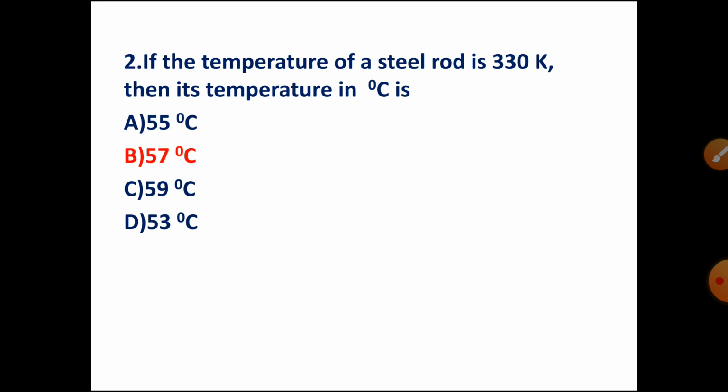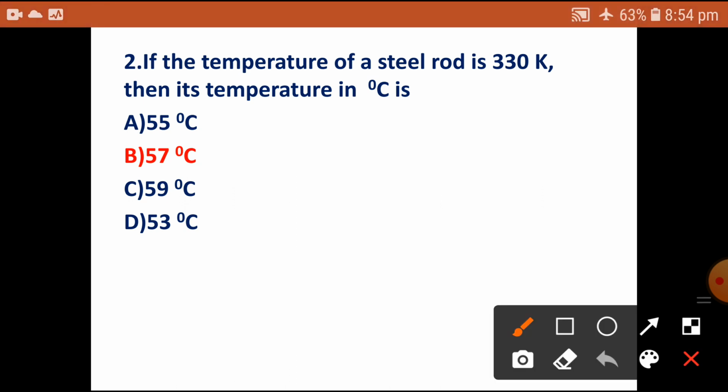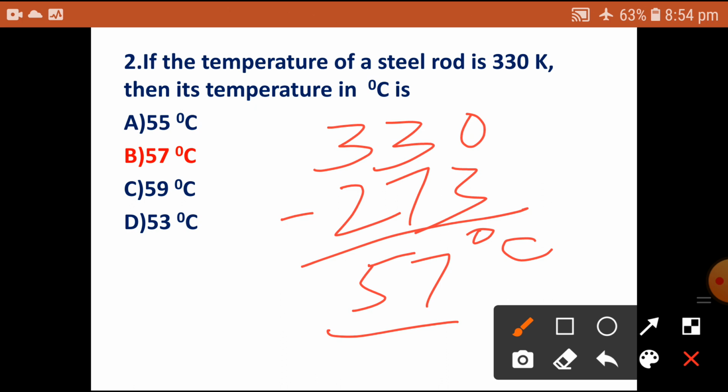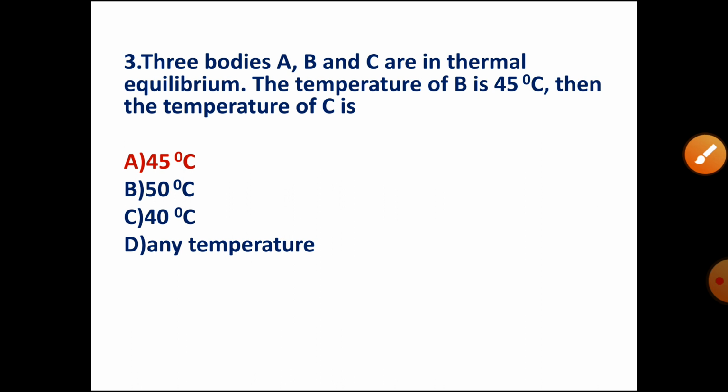If the temperature of a steel rod is 330 Kelvin, then what is its temperature in degree centigrade? Already we discussed how to convert Kelvin to degree centigrade. We have to subtract 330 minus 273, then we shall get 57 degrees centigrade. To convert Kelvin into degree centigrade, we have to subtract 273 from the temperature given in the Kelvin scale.